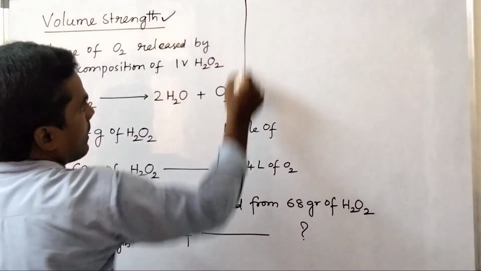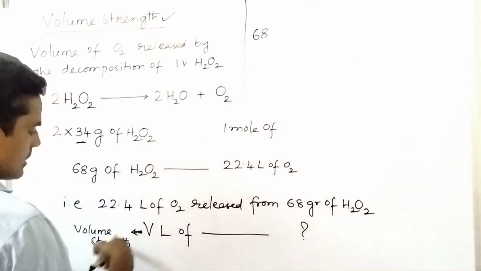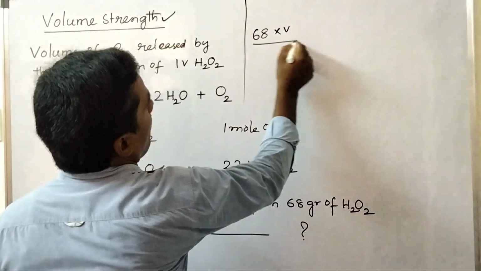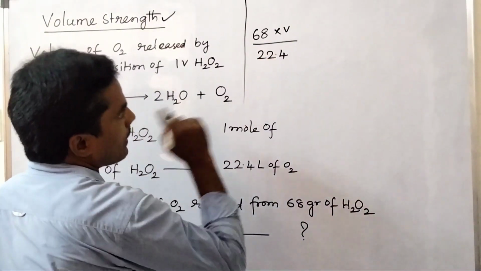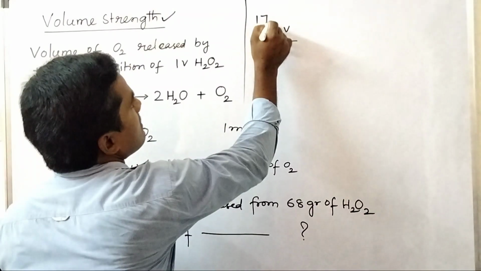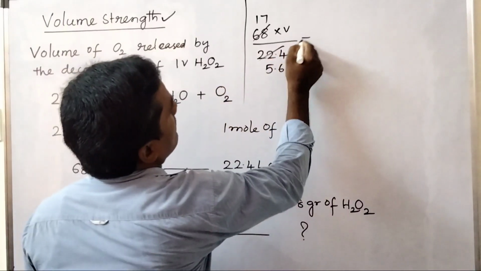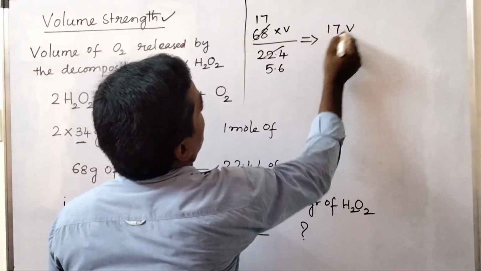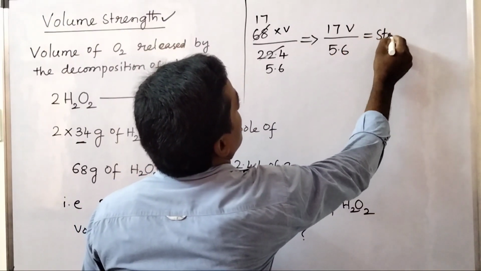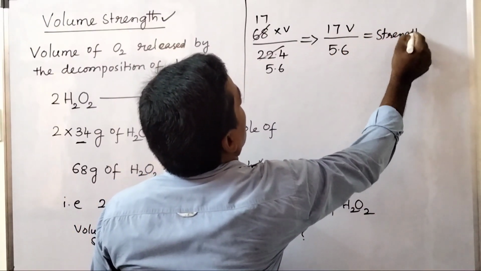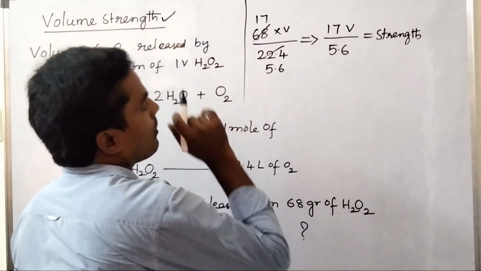Then what happened over here? So 68 into V upon 22.4. Okay, now 4 17s are 68 and 4 5.6 are 22.4. So that is equals to what? 17 V upon 5.6. This is called strength of hydrogen peroxide.